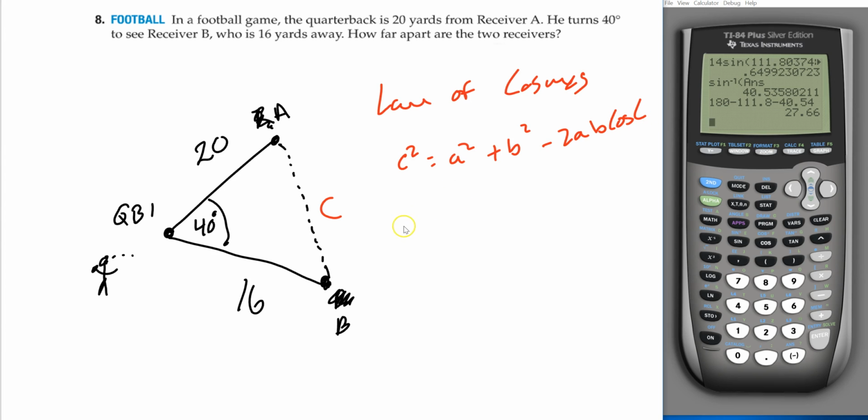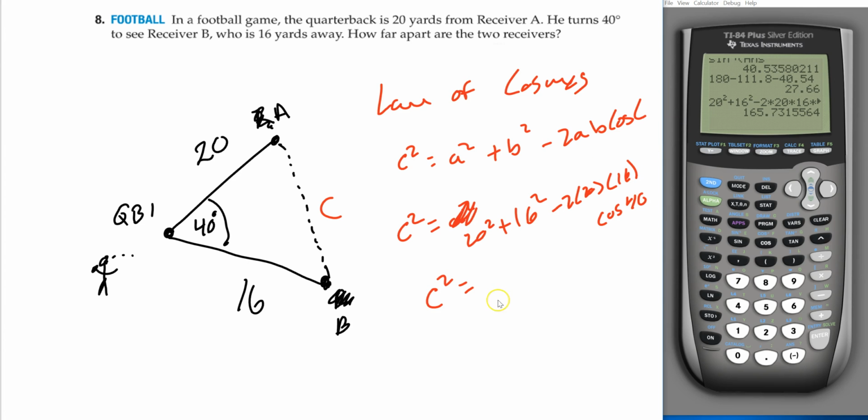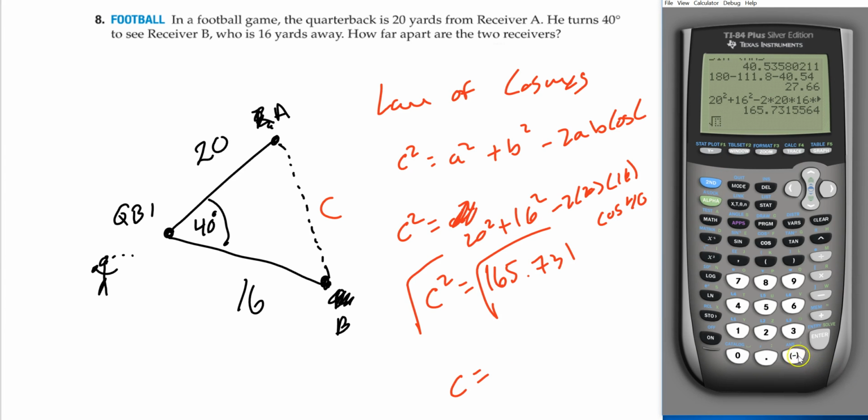You just kind of plug it all in. C squared equals A squared. That would be 20 squared plus 16 squared minus 2 times 20 times 16 times cosine of 40. Again, that just all goes into your calculator. Plug it all in, you get C squared equals 165.731. Now again, notice it's C squared, so we get square root that. And C equals square root of that, answer 12.87.